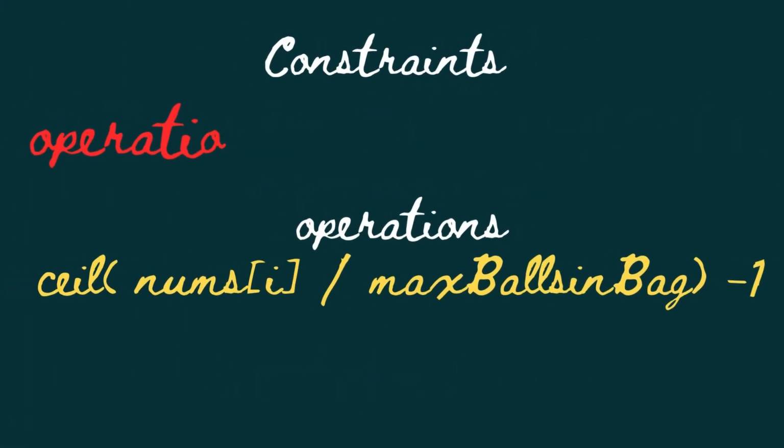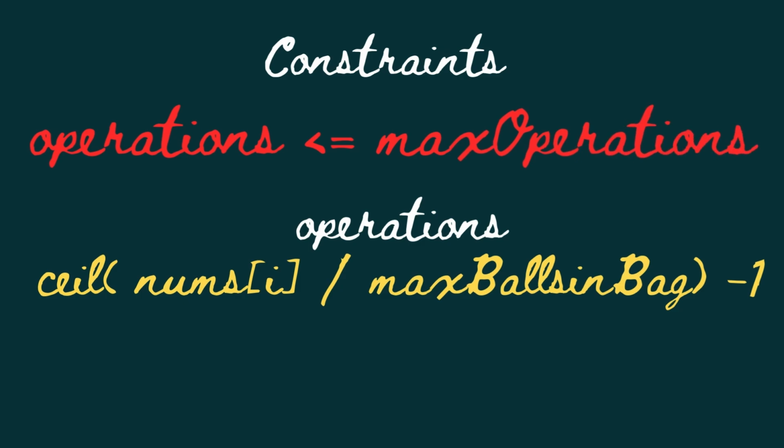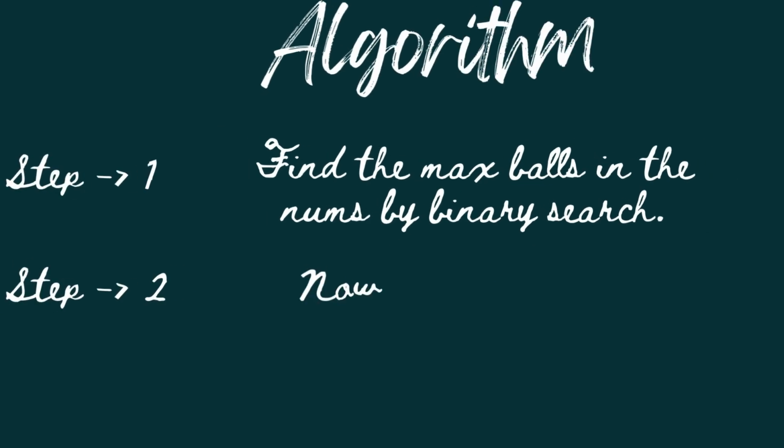In this question, we will aim to limit the number of balls in each bag. But we have to keep in mind that we have to do only number of operations less than or equal to max operations. For operations, the formula is ceil of nums of i divided by maximum number of balls, minus 1.